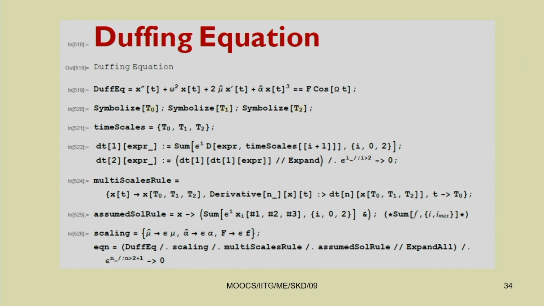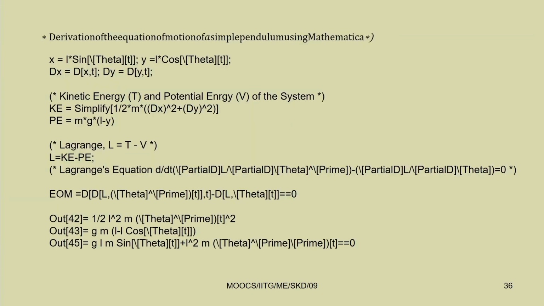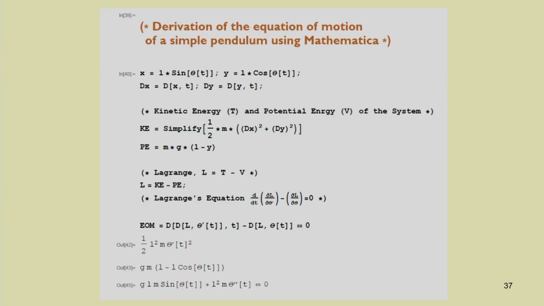Similarly, by using Mathematica also, this is the code written by using Mathematica. So you can see this code. You can collect the coefficients of the order of epsilon, and then you can find the respective equations. For a simple pendulum also similar code is written. For the simple pendulum, the derivation of the equation of motion can be done easily using Mathematica. You have written the expression for kinetic energy, the expression for potential energy, then Lagrangian equal to T minus V, and then you can write down this equation of motion.